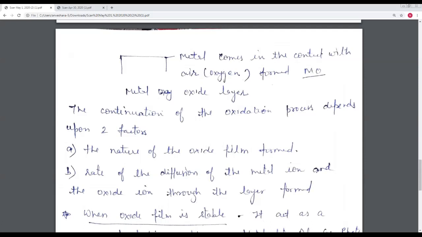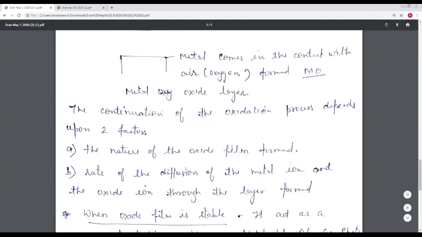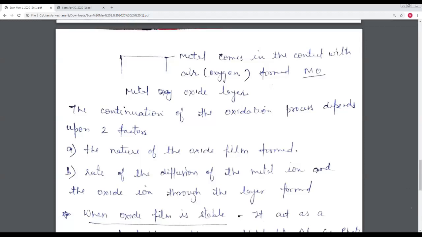So when a metal comes in contact with the air, then it forms a metal oxide layer. The continuation of the oxidation, कि अब वो metal oxide की layer बन गई है, अब हमारा corrosion होगा या नहीं होगा, वो डिपेंड करता है, it depends on the layer of metal oxide. That is, the continuation of the oxidation process depends upon two factors. First factor, the nature of the oxide film, and the second is the rate of diffusion of the metal ion and the oxide ion through the layer formed.